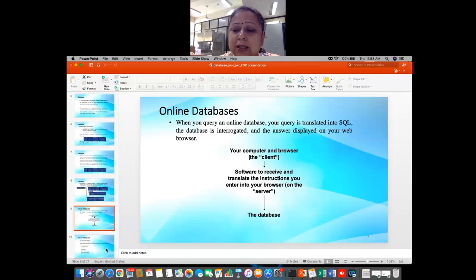So the databases these days are being made online, means they are made and then made available online so that people can search them. So when you query an online database, your query is translated into SQL, the database is interrogated, and the answer displayed on your web browser. So your computer and the browser are the clients, and there is a software to receive and translate your instructions to the database.